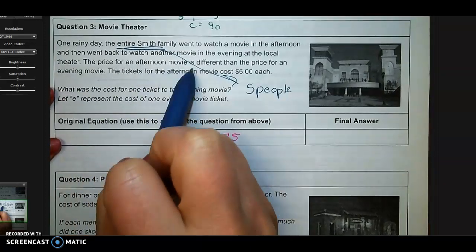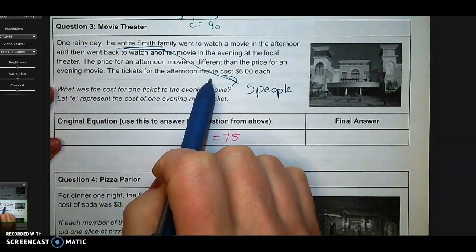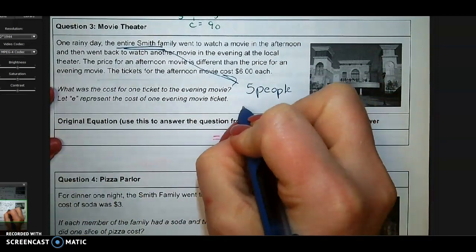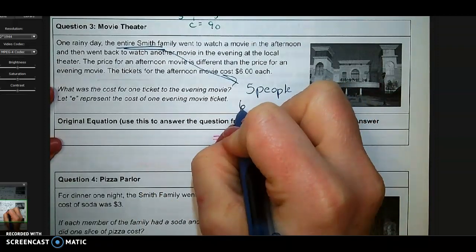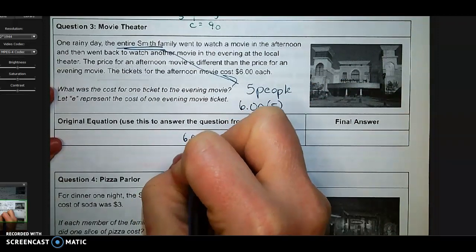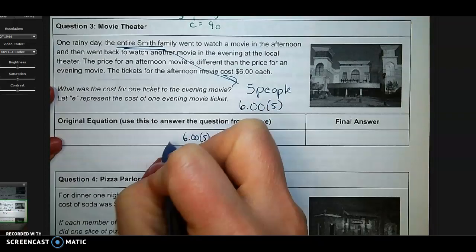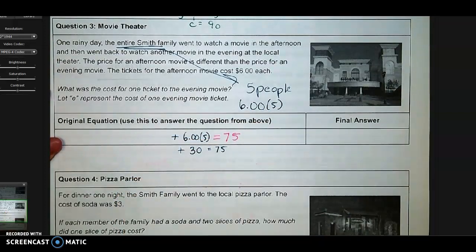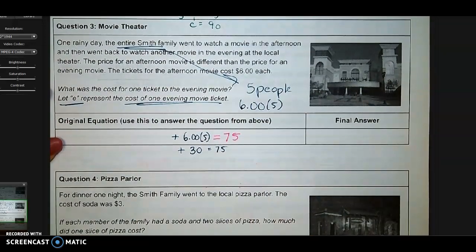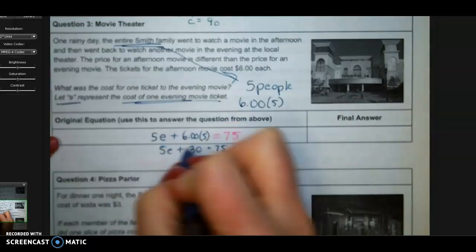The price for an afternoon movie is different than the price for an evening movie, which matinees are cheaper. The tickets for the afternoon movie cost $6 each. Well, that means for the afternoon movie, I got $6 tickets for 5 people. So if I got $6 tickets for 5 people, that means I spent $30 for the afternoon movie, but I need to figure out, well, what did I spend at the evening movie? So it says let E represent the cost of one evening ticket. Well, I needed 5 of them, so if that's 1 ticket, there's 5 of them.